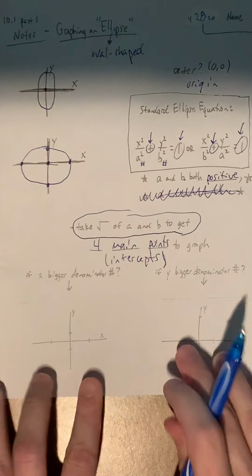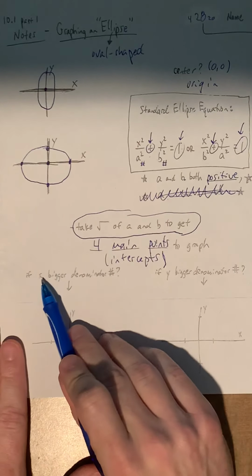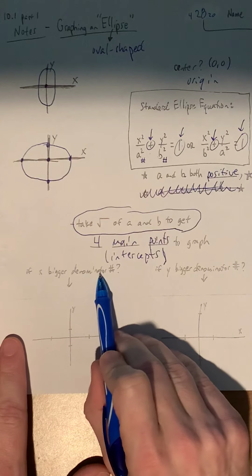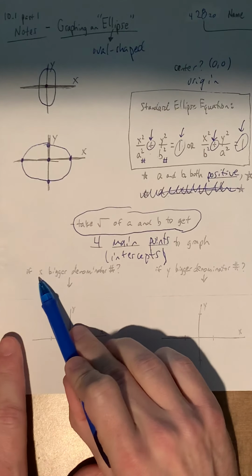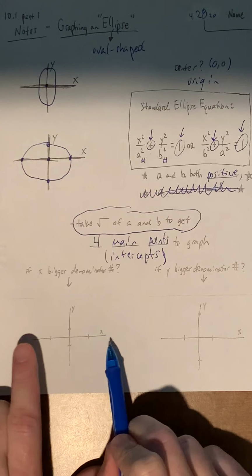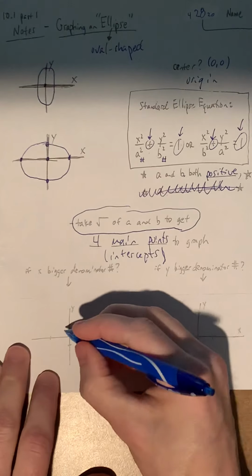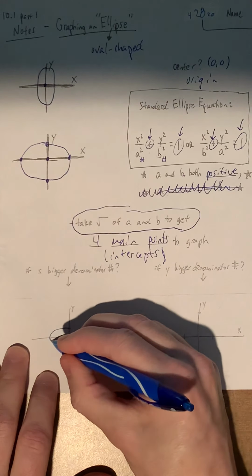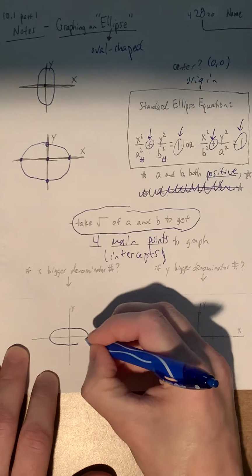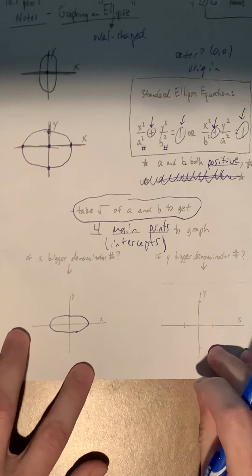All right? One last thing. If x has your bigger denominator number, that means the x-axis this way is going to have the bigger radius. So it's going to be stretched out more this way. So it will kind of be like an egg lying on its side. Or like a potato or something, I don't know.